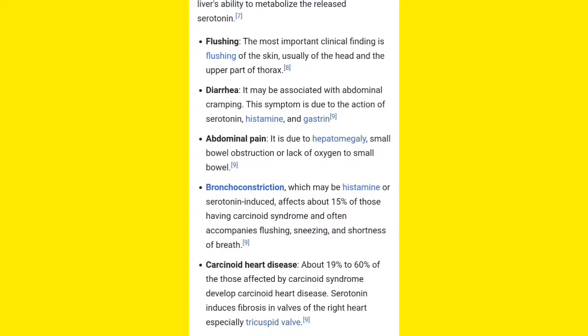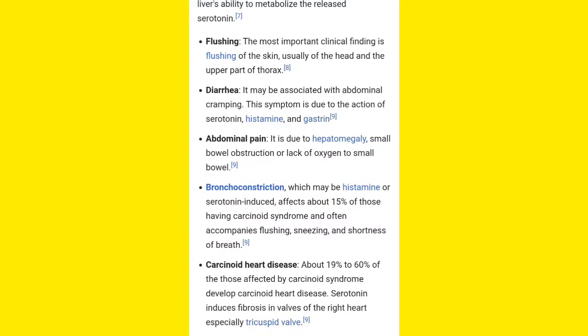Next is abdominal pain. You will also get cramping in your abdomen. Why is this happening? This may be due to hepatomegaly. If you palpate the liver of this patient, you can find out that the patient is having hepatomegaly.